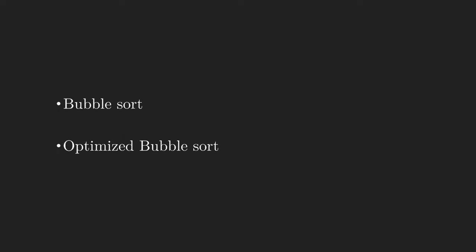Bubble sort has two versions. In this video, we're going to talk about the first version, which is the inefficient version. There's a second version, which is the optimized version of bubble sort. We have another video for the optimized version on this channel. You can check that one too if you want to know more about it.